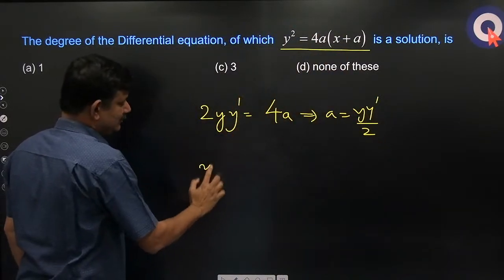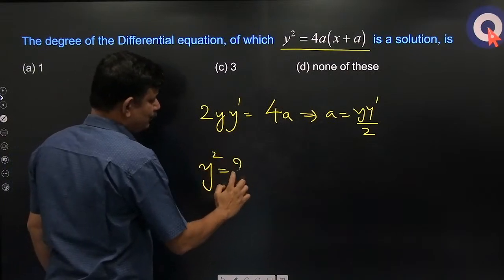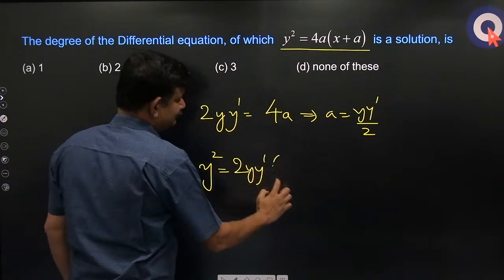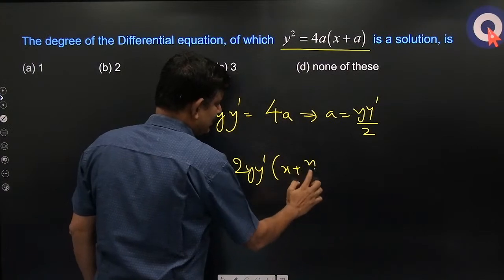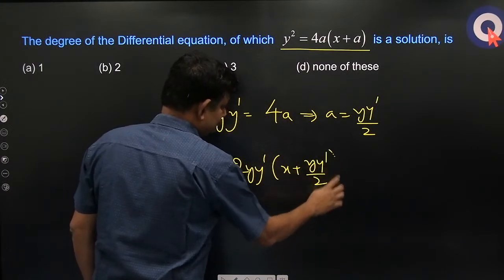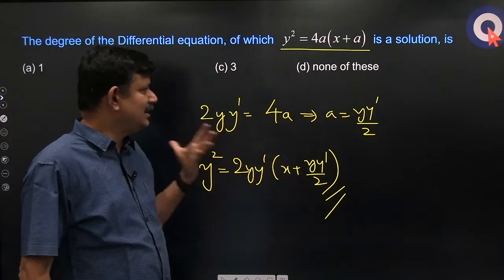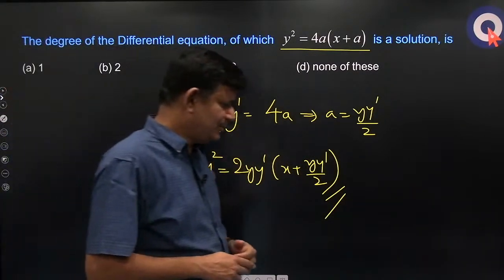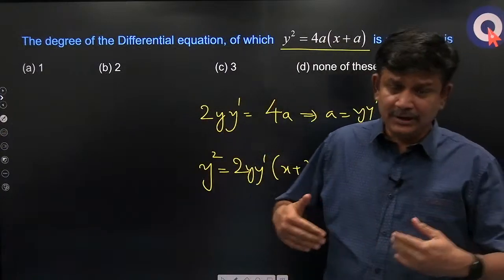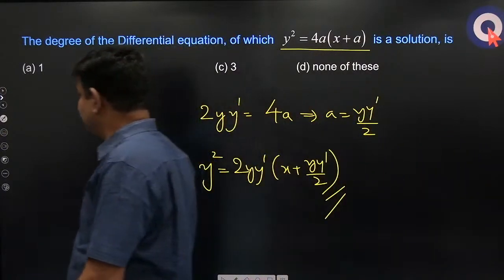What will be our differential equation? y square is equal to 4a is 2y dash. So x plus a is y dash by 2. Your differential equation is ready. Simple सा questions होते हैं. Formation of differential equation वाला complicated भी आराम से दिया जा सकता है, लेकिन देते नहीं है.